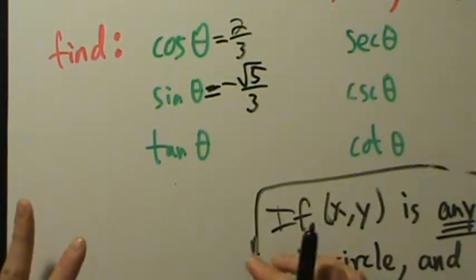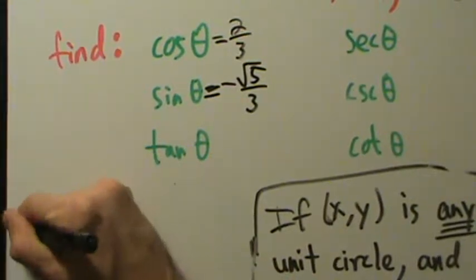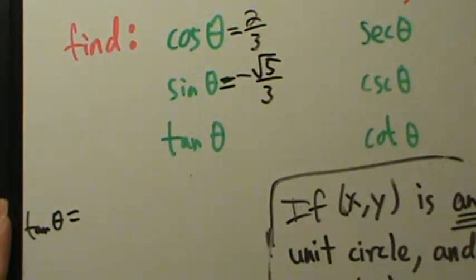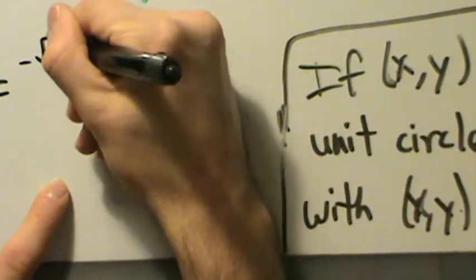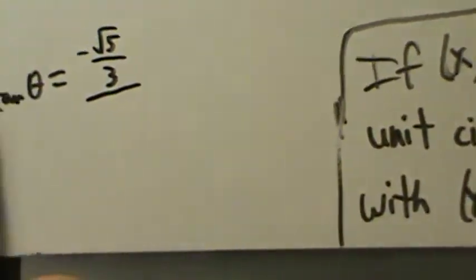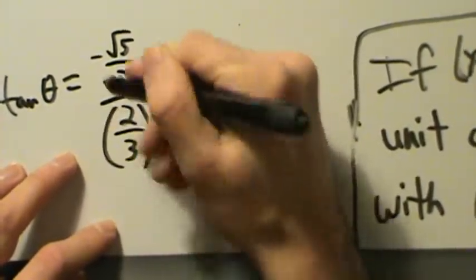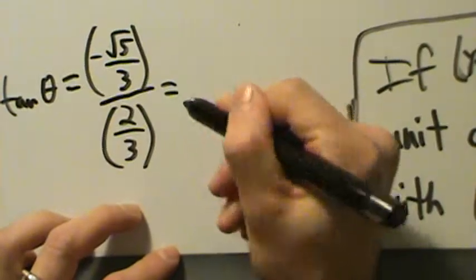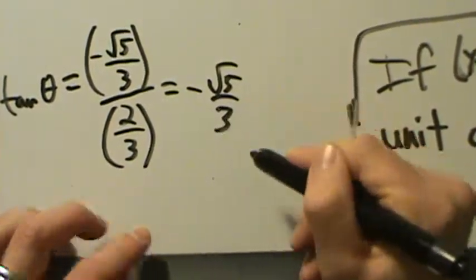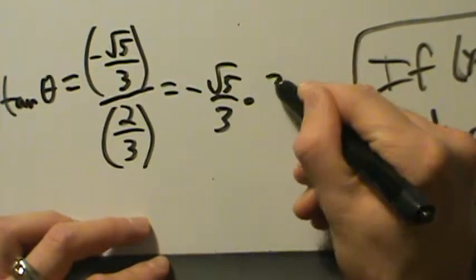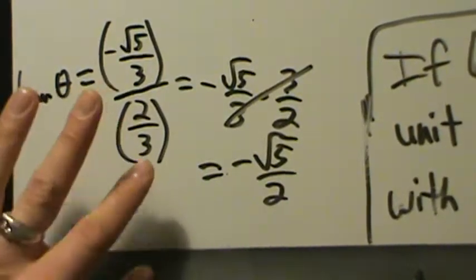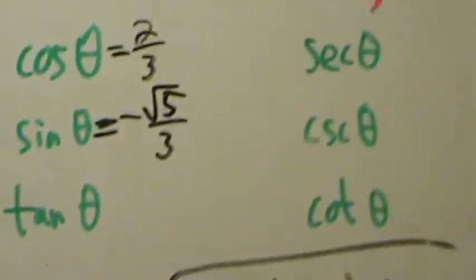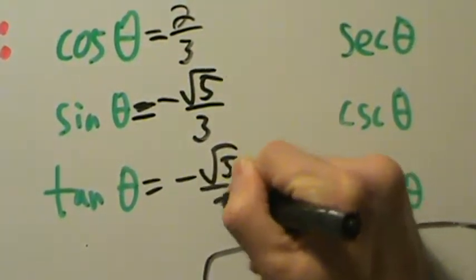So, how about the tangent? The tangent, remember, is just sine divided by cosine. So tangent of theta is going to be sine of theta divided by the cosine of theta. The sine of theta is negative root 5 over 3, and the cosine of theta is 2 over 3. So we're doing this operation here: negative root 5 over 3, and if you divide by 2/3, you're really multiplying by 3/2, right? So then the 3's cancel and you have negative root 5 over 2. So that's what the tangent of theta is: sine of theta divided by the cosine of theta, just simplify, and you get negative root 5 over 2.